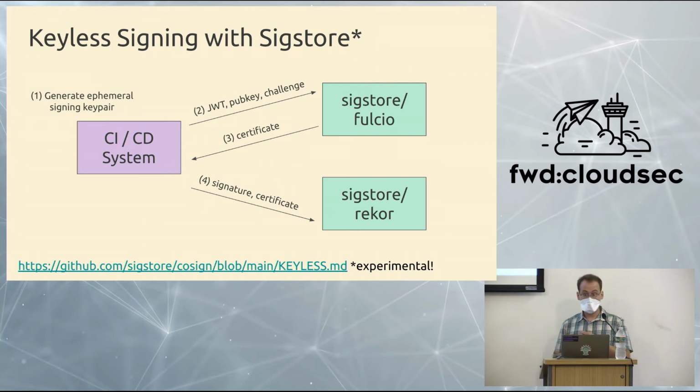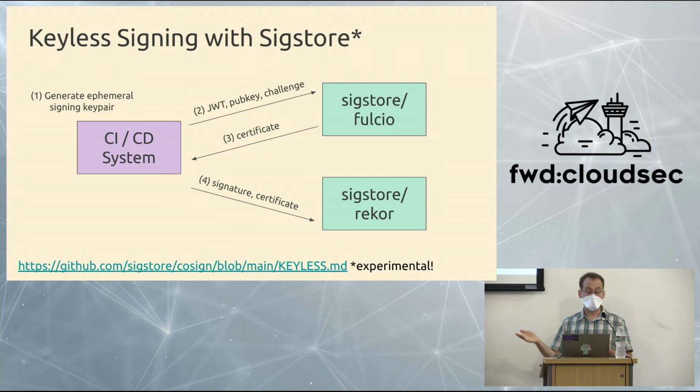You take the JWT you get from your build system, the ephemeral public key, and a challenge, and you send that to Fulcio. Fulcio acts as sort of like a certificate authority. So it'll return to you a certificate that has baked into it the public key, along with all the build properties from the OIDC token. This starts to get very powerful when you talk about being able to audit builds and see what environment they were in, what build instructions they followed, that sort of thing.